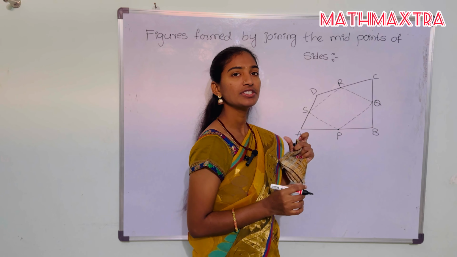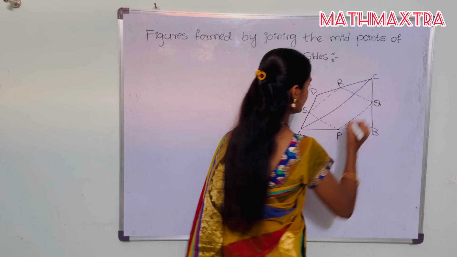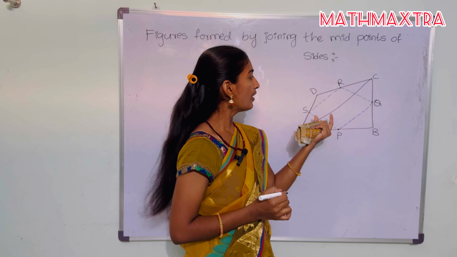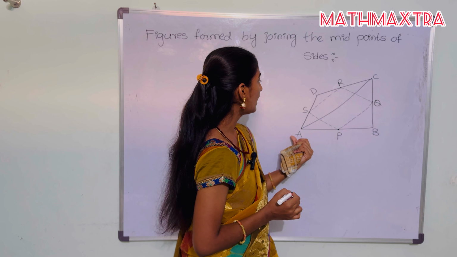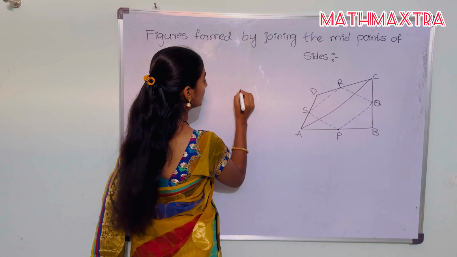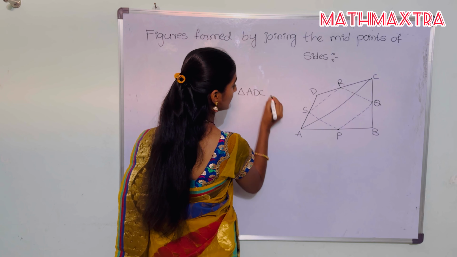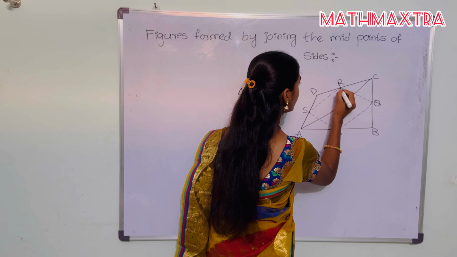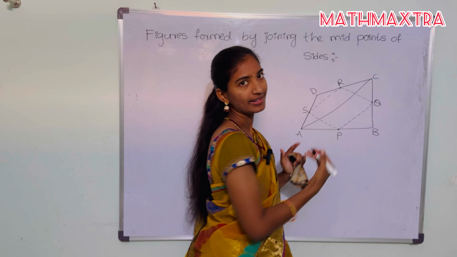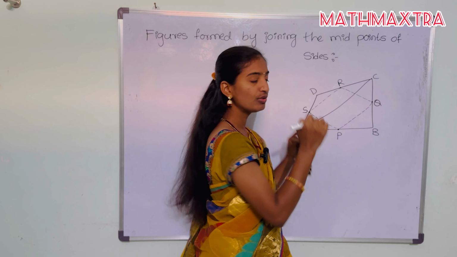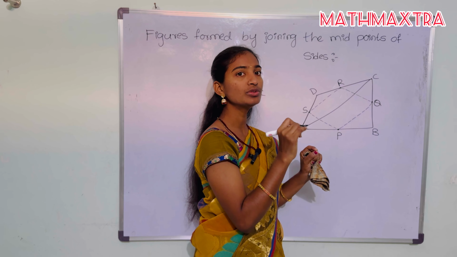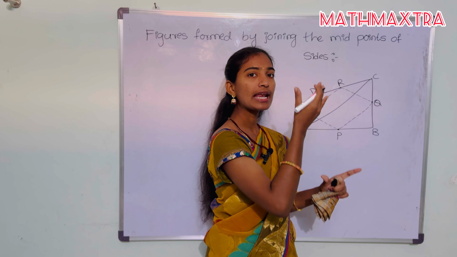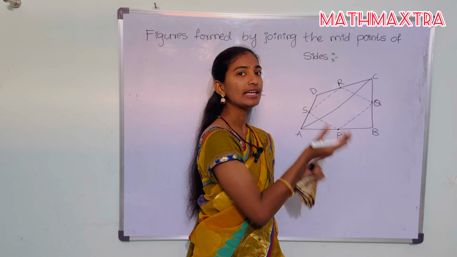Now I am drawing a diagonal, which is the diagonal AC of the quadrilateral ABCD. Now consider triangle ADC. So this is the triangle ADC. What we are doing is joining the midpoints of two sides. In a triangle, if you join the midpoints of two sides, this line segment will automatically be parallel to the third side and exactly half of it.